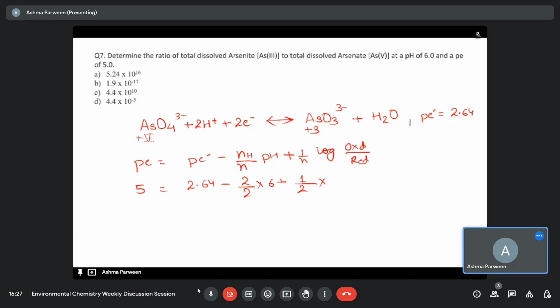So we have to write the oxidized form, it is AsO3 upon AsO4 3-. So we will solve this equation and we can get the ratio of the concentration of arsenite to arsenate, which is what we have to find.